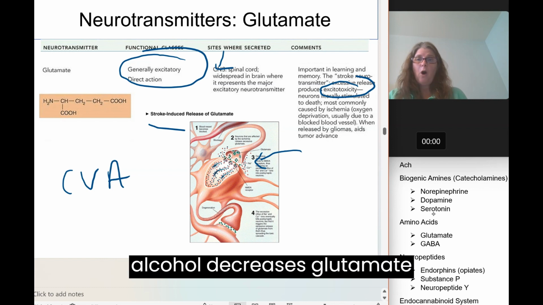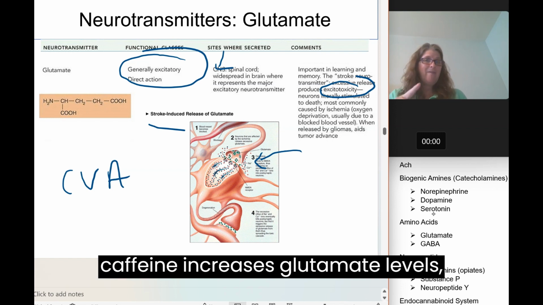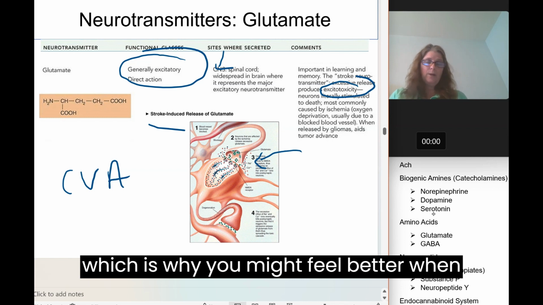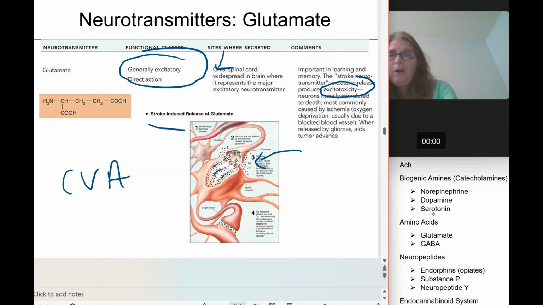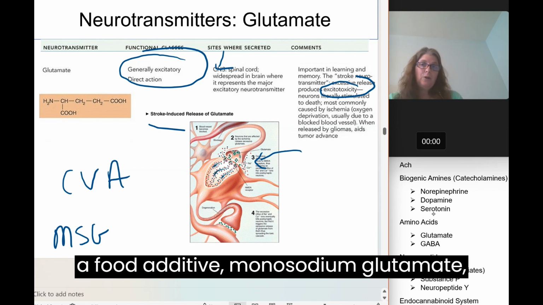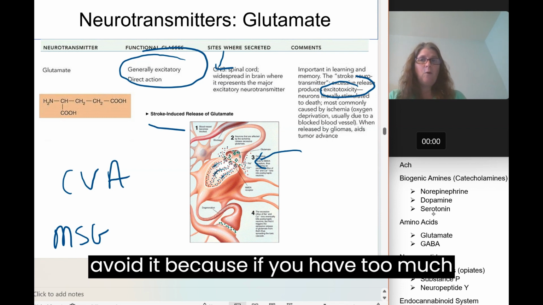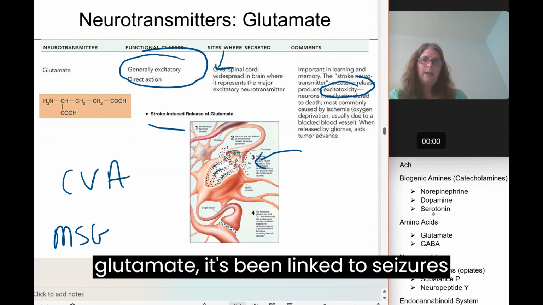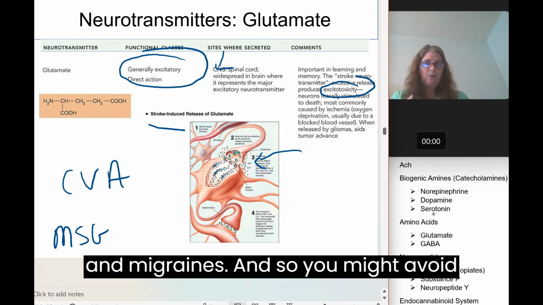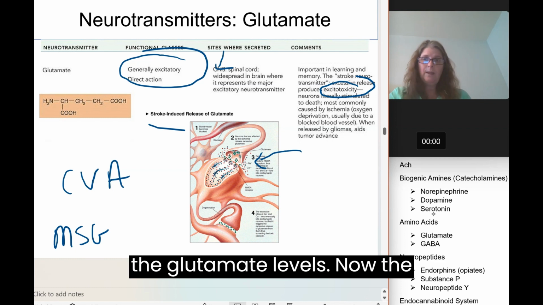We know that alcohol decreases glutamate levels because alcohol is inhibitory. We also know that caffeine increases glutamate levels, which is why you might feel better when you feel more awake or alert. And then we also know that MSG, monosodium glutamate, a food additive, is a source of glutamate. So some people avoid it because too much glutamate has been linked to seizures and migraines. And so you might avoid foods with a lot of MSG in them because of the glutamate levels.